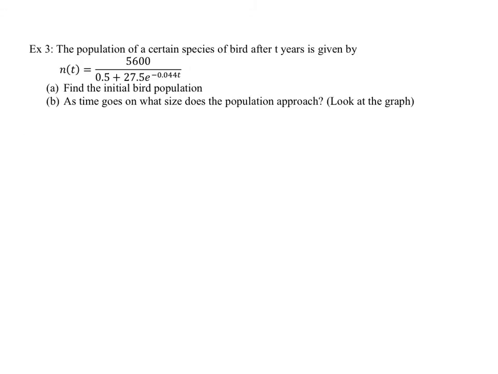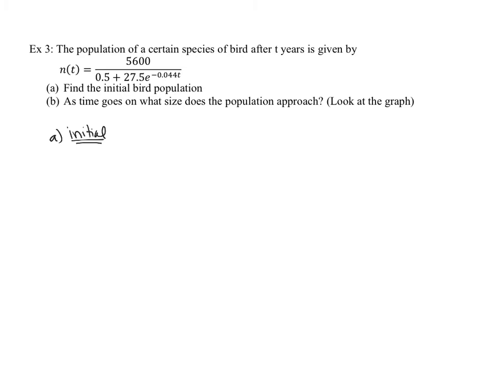All right, another example that is extremely useful is modeling population growth, or virus growth. So the population of a certain bird species after t years is given by this formula: 5,600 divided by 0.5 plus 27.5 e to the negative 0.044t. Okay, so the first question is find the initial bird population.